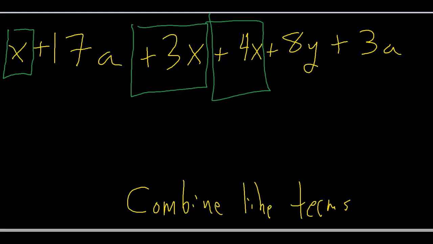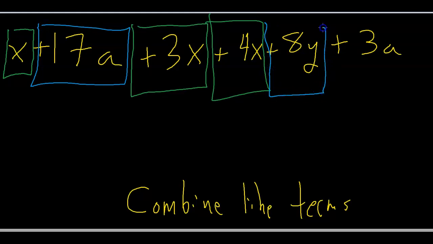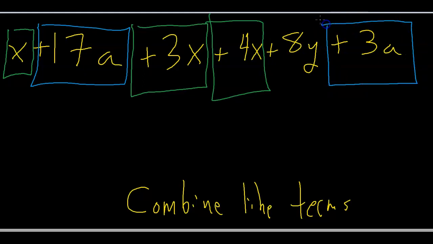Now let's take a look at our a terms, because the second term here is plus 17a. So we have positive 17a. We started with plus 17a. We have over here plus 8y, but that's not a like term. And then we have plus 3a, which is a like term. And then finally, we just have a lone term of positive 8y, which will not be combined with anything.